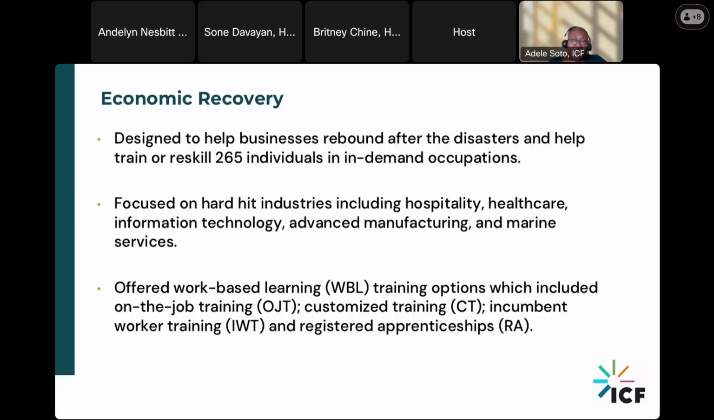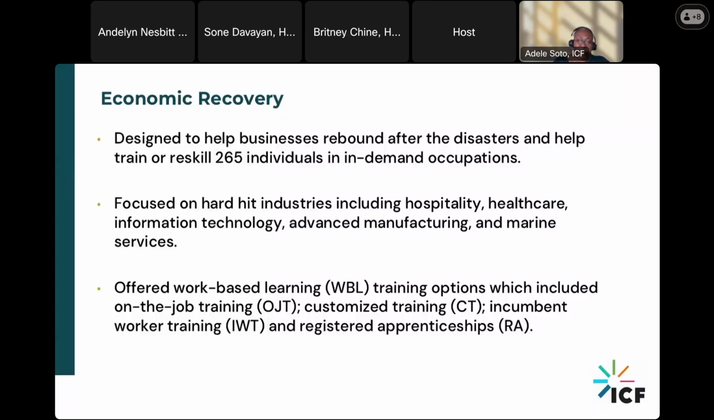Next slide. On the economic recovery side, our goal was to focus on the hard-hit industries, especially hospitality, healthcare, information technology, and marine services. Provide work-based learning options, including on-the-job training, customized training, and incumbent worker training to those workers hoping to reconnect with lost employment or advance their skill level for a better position, and for new workers hoping to begin a new career. Registered apprenticeships were developed for those workers requiring long-term structured training, especially in healthcare and marine services. Altogether, our goal was to train 165 individuals in demand occupations.